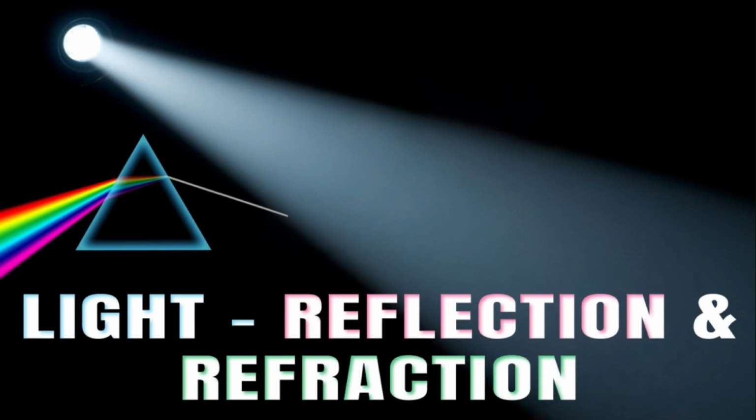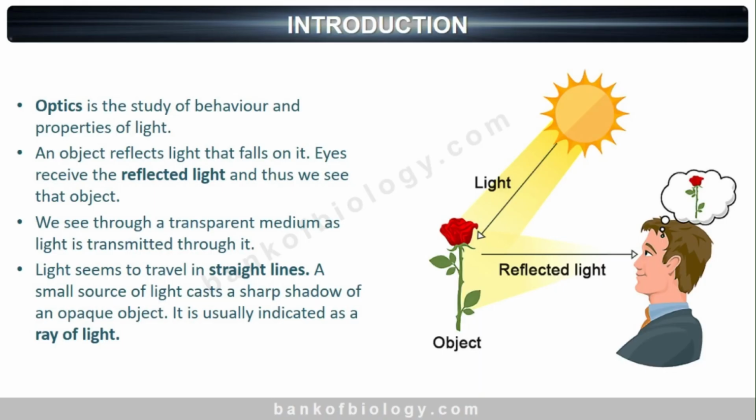Today we are going to take the chapter Light, Reflection and Refraction. Introduction. Optics is the study of behavior and properties of light. An object reflects light that falls on it. Eyes receive the reflected light and thus we see that object. We see through a transparent medium as light is transmitted through it.